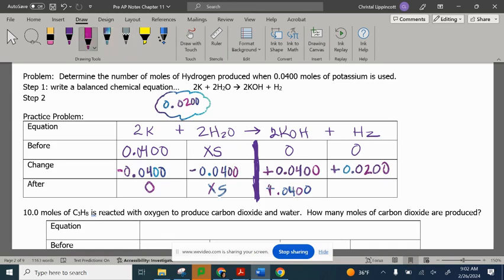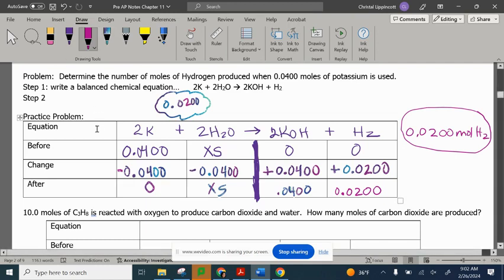I don't like that pen. I'm switching. And here I have, well, I don't need a plus sign there, though. I'm going to get rid of that. I just want 0.0200. All right, determine the moles of hydrogen. So the moles of hydrogen are right here. We have formed 0.0200 moles of hydrogen. So this is our answer right here. Easy? All right. Any questions on that one?